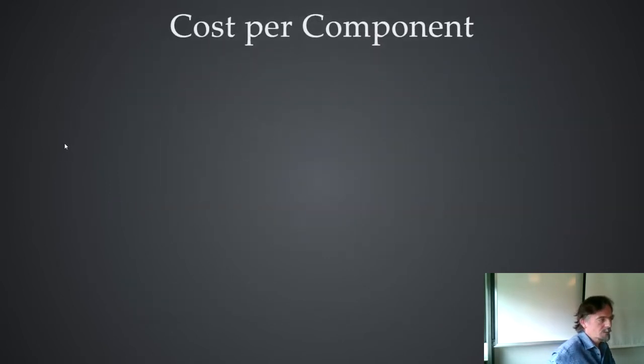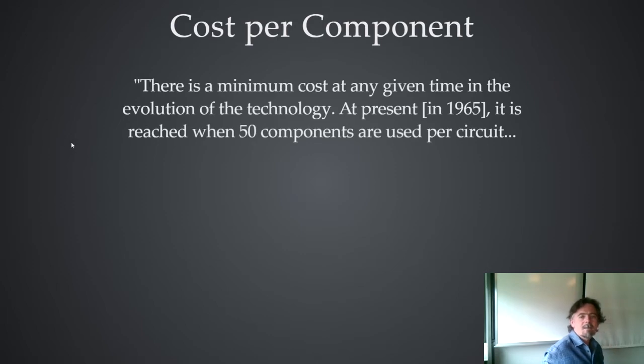But here's the real core of Moore's law, the thing that made the paper famous. What Moore said was there's a minimum cost at any given time in the evolution of the technology. At present, that's reached when 50 components are used per circuit. What he's saying there is you could put 20 transistors on a chip if you wanted to, or you could put 50, or you could put 100, right? But if you put 100, you're trying to put too many on it, and your failure rates will be high, so it won't be economically viable because it's quite hard to make these things produce successful parts.